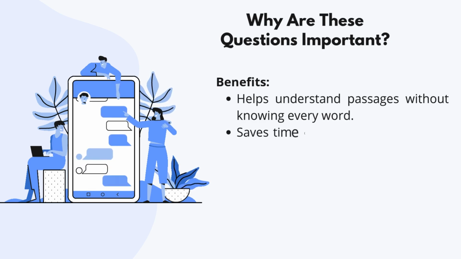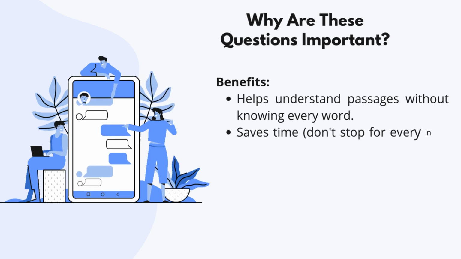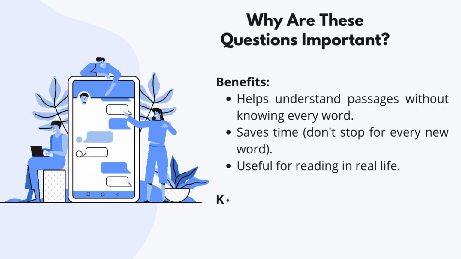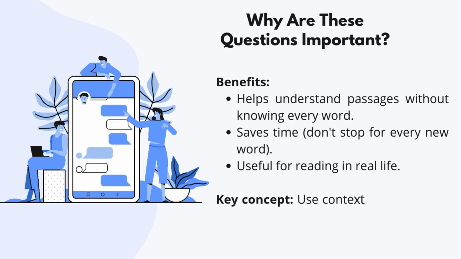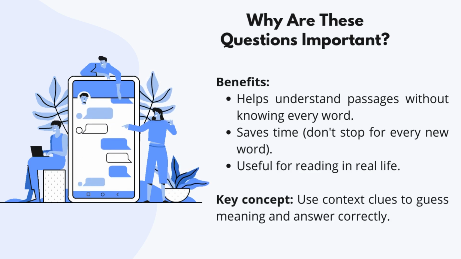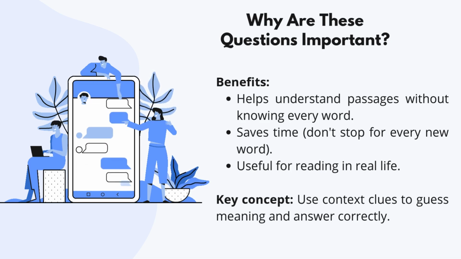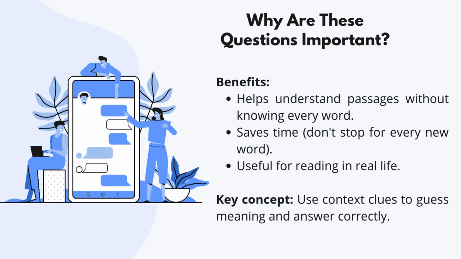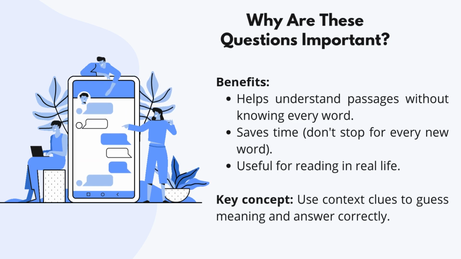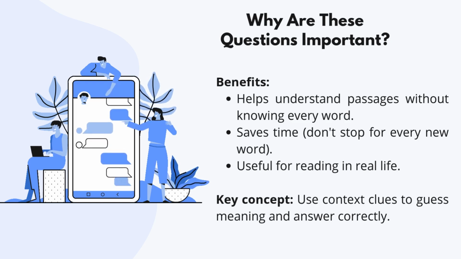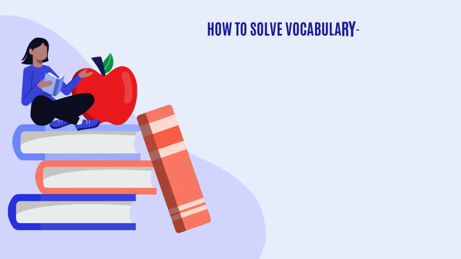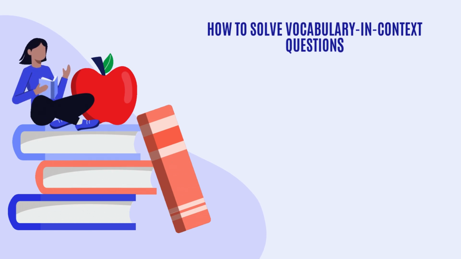The TOEFL reading section has many different passages, and it's normal to see words you don't know. By using context clues, you can guess the meaning of new words and still answer questions correctly. This skill also saves you time because you don't need to stop and think about every new word you see. Plus, it's a very useful skill for reading in real life, like when you read books, news articles, or even instructions. Now, let's learn the steps on how to solve vocabulary and context questions effectively.